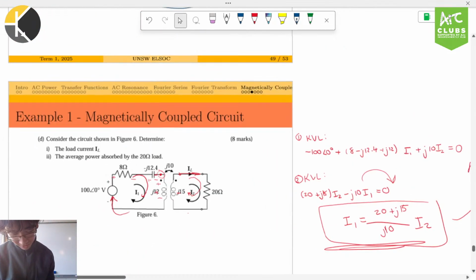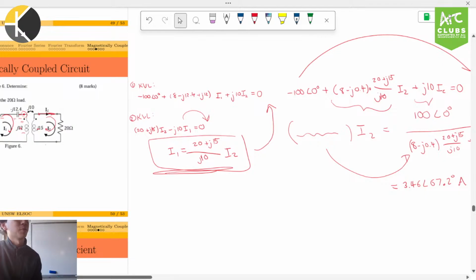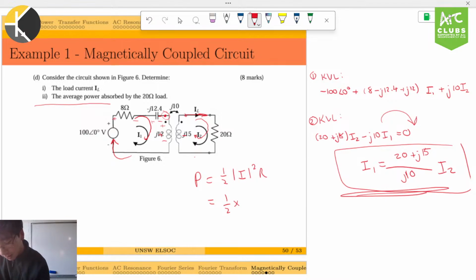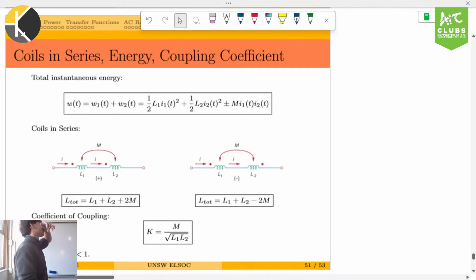We are 10 minutes over. I will go through this one and then we'll do one last question, which is a bit more challenging, and then we'll wrap up. So, calculate the average power absorbed by the 20 ohm resistor. The equation I'm going to use here is simply P equals half magnitude of the current squared R. So half times the magnitude of the current, in this case was 3.46 squared times 20, and that gives you around 120 watts.